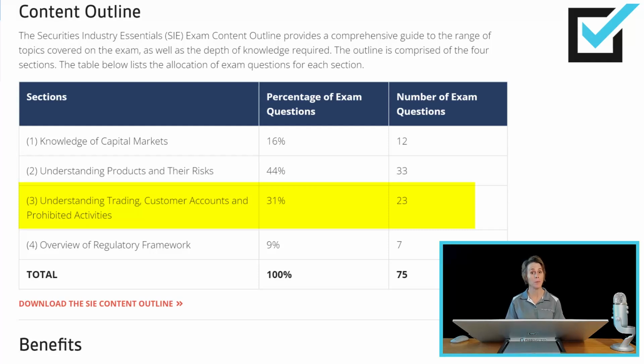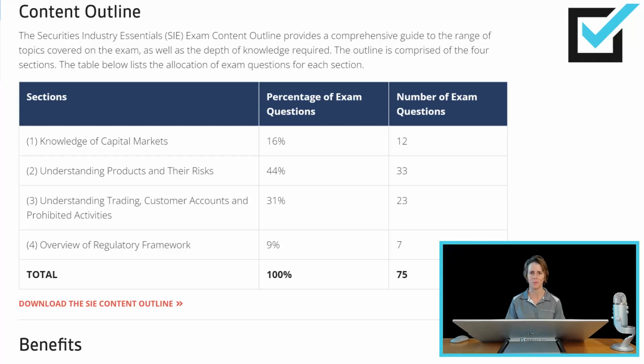It is 31% of the 75 questions that you can expect on your exam, a total of 23 questions related to Section 3. We will take a section exam from within our PassMasters SIE course.